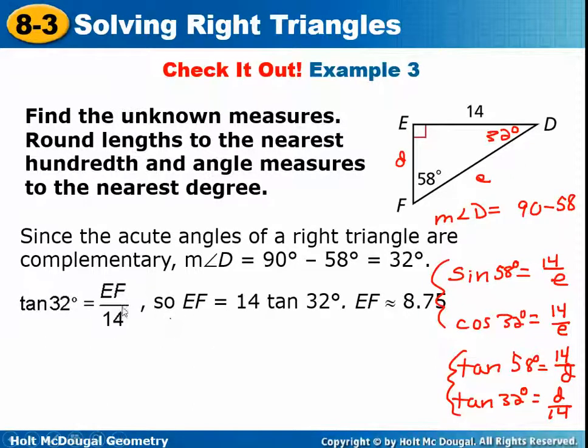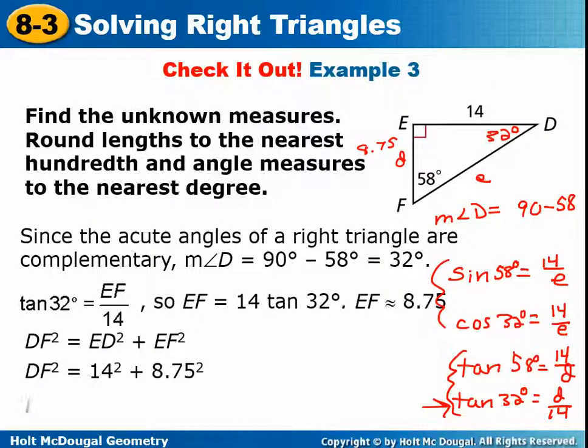So let's see, they did tangent of 32, which is this one, and they found that side EF, or what I call D, is equal to 8.75. And then let's see what they picked for their other one. Oh, they used the Pythagorean theorem after that. You can. I would probably just go ahead and use trig now that we have that tool in our math toolbox. And they got 16.51 for the hypotenuse.